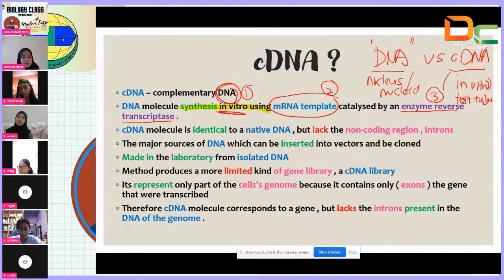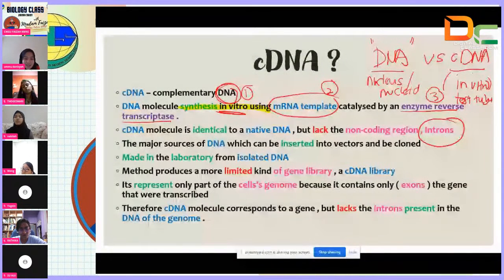So DNA versus cDNA, what is the main difference that teacher wants you to highlight to your friends? Umur, what is the main difference? cDNA is single stranded. Teacher highlights that the main difference between DNA and cDNA is the intron. Previously during chapter 6 you all have learned this, right?